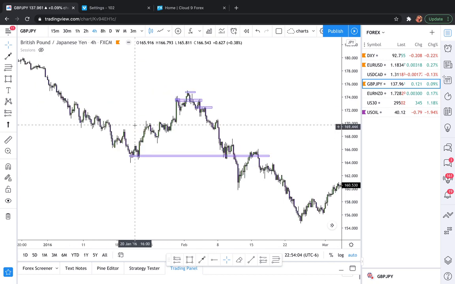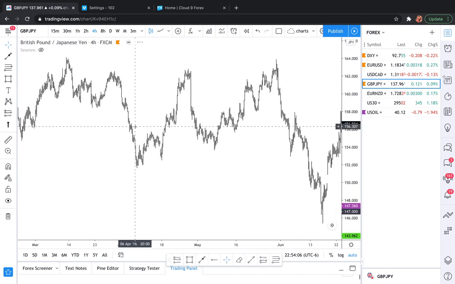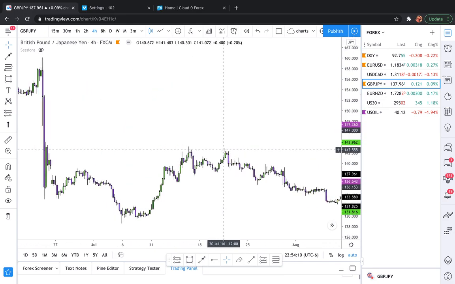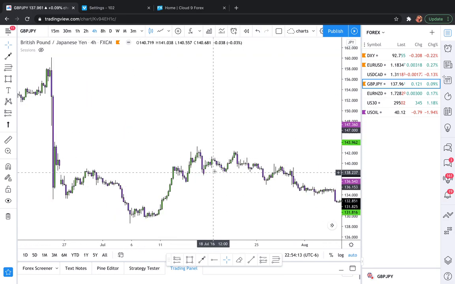So that's literally chart patterns and pure price action, guys, is all you need. So let me know if this makes sense. Let me know if you have any questions on this.